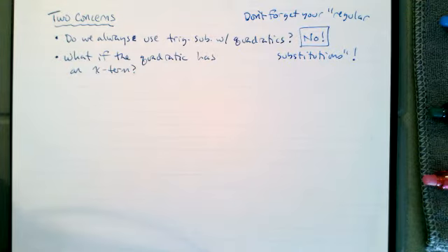So, second thing first, what if the quadratic has an x term? If the quadratic has an x term in it, we do what we always do with quadratics with x terms in them. We complete the square.